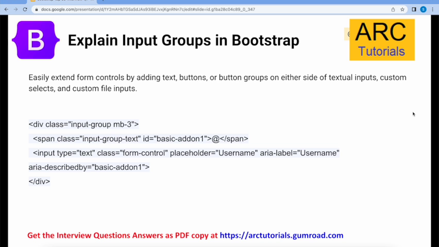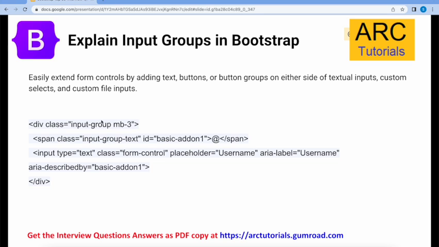Alright, so the first question in this part is, explain input groups in Bootstrap. There are times when you want to add certain symbols, certain characters, certain words in front of your input boxes. For example, you might want to add an at sign, let's say your website is google.com/@, or twitter.com/@. That basic add-on you can add, or text, and that is done using input group. That means you're grouping multiple inputs together with a label.